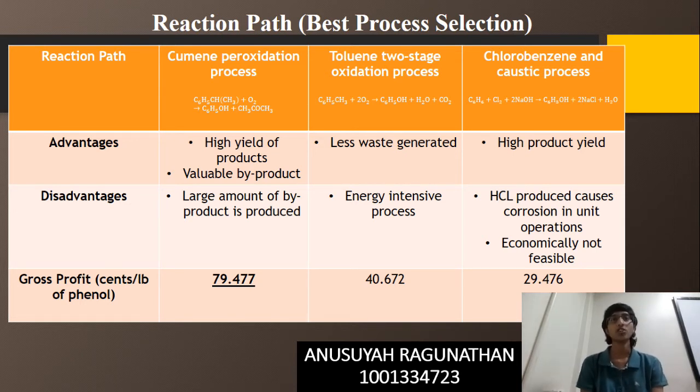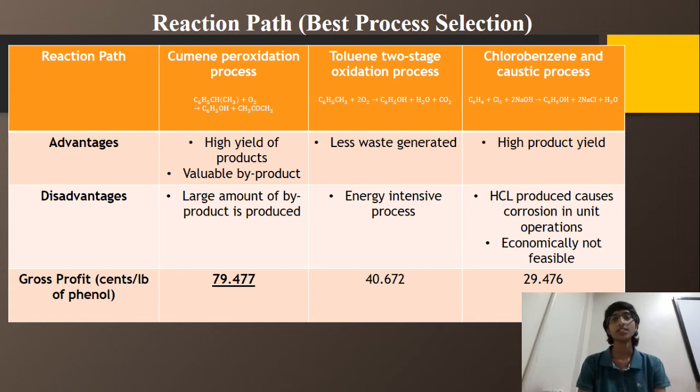In the toluene two-stage oxidation process, toluene is oxidized in two stages to produce phenol, water, and carbon dioxide. This process generates less waste, but it is energy-intensive. In the Dow process, benzene in the presence of chlorine and sodium hydroxide forms phenol, sodium chloride, and water. This process has a high product yield, but HCl formed as an intermediate product can corrode the unit operations. By comparing the gross profits, the cumene peroxidation process, with the highest profit, is selected as the best process.